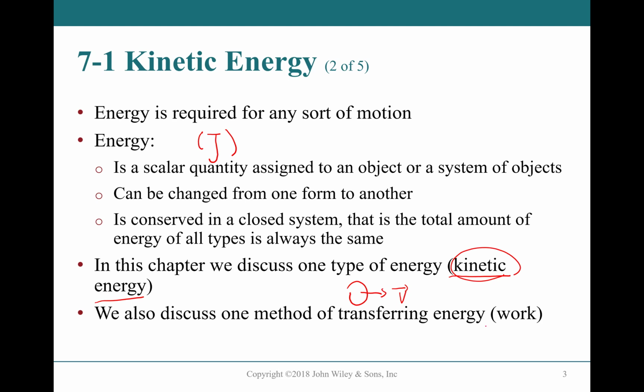Also, there are different ways to transfer energy from one form to another, like chemical energy transferred into heat energy. A battery transfers chemical energy to electric energy. So there are different ways to transfer energy, and work is just one of them. Here we are going to see kinetic energy.